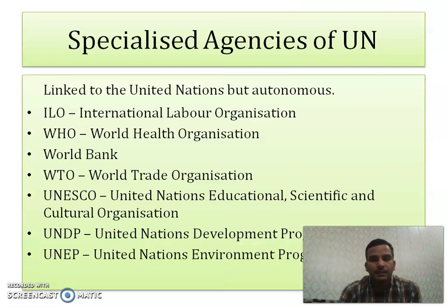Apart from these 6 main organs, the United Nations also works with specialized agencies. Some important specialized agencies of the United Nations are the ILO, International Labor Organization, the World Health Organization, the World Bank, the WTO, World Trade Organization, UNESCO, United Nations Educational, Scientific and Cultural Organization, then UNDP, United Nations Development Program, and the United Nations Environment Program.